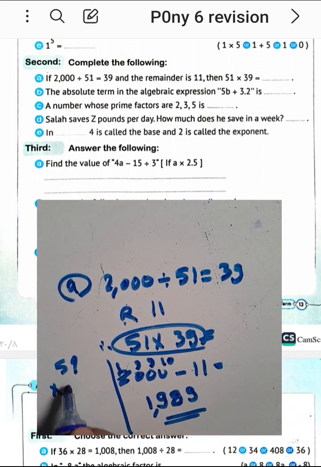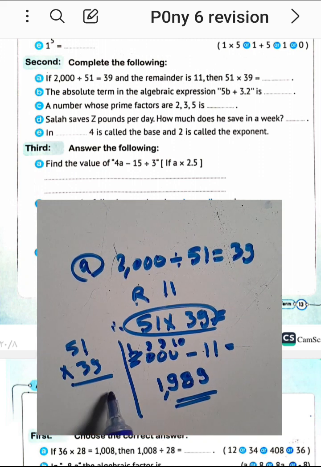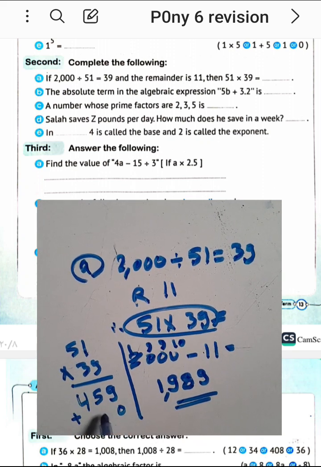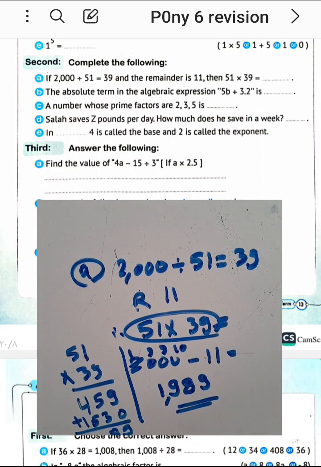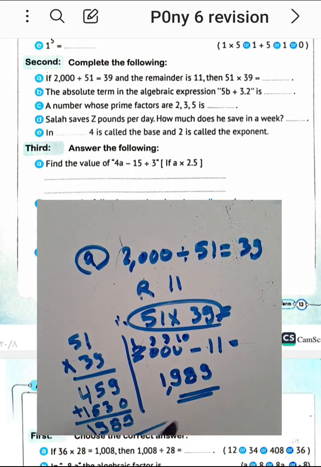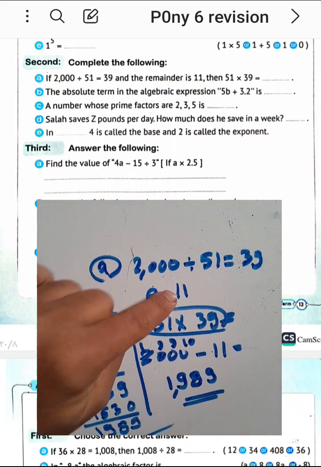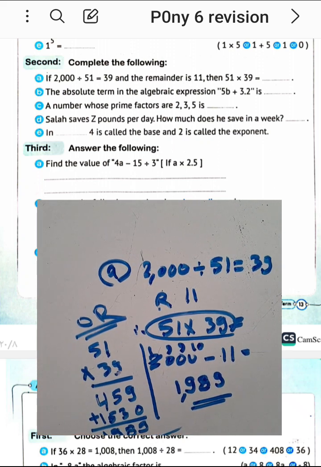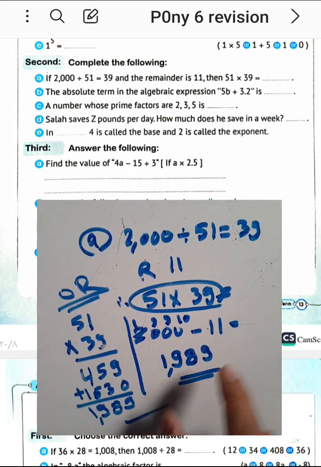Or you can write 51 multiplied by 39 using long multiplication to find the result. 1 times 9 equals 9. 5 times 9 equals 45. Plus under 0, 3 times 1 equals 3, 3 times 5 equals 15. And then add them, it will be 9, 8, 9 and 1. It's exactly the same number. You can use this method or that method. First step: 2000 subtract 11 will be 1989, or 51 times 39 equals 1989. It's exactly the result, as you like, this method or this method.